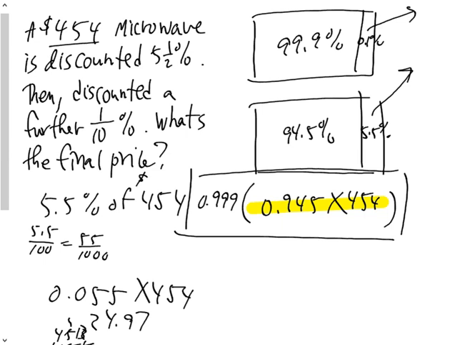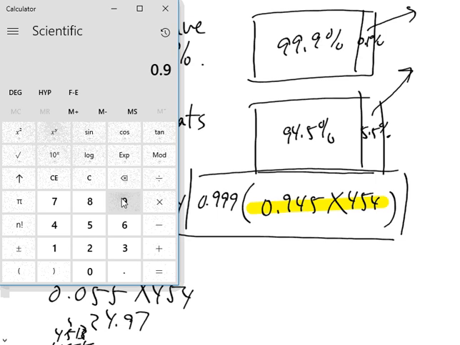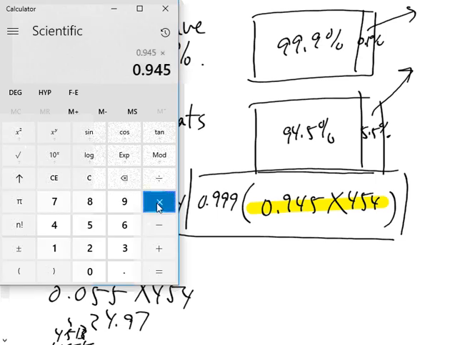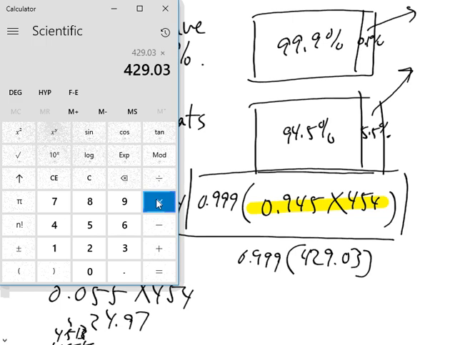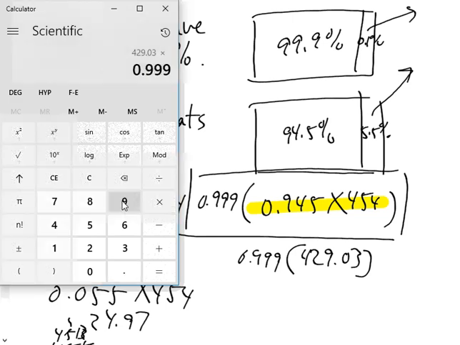So if we work that out, do my math first. 94.5% of the microwave's cost is $429.03. So that's $429.03, after the initial 5.5% discount. And since I'm going to save a tenth of a percent, I'm going to pay for 99.9% of that. So I'm going to multiply that by 99.9%. And my final answer will be 428.60.